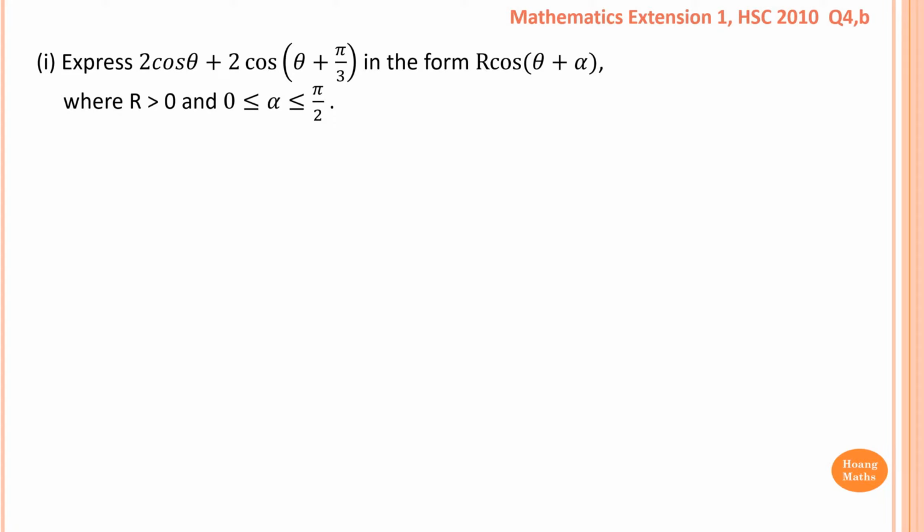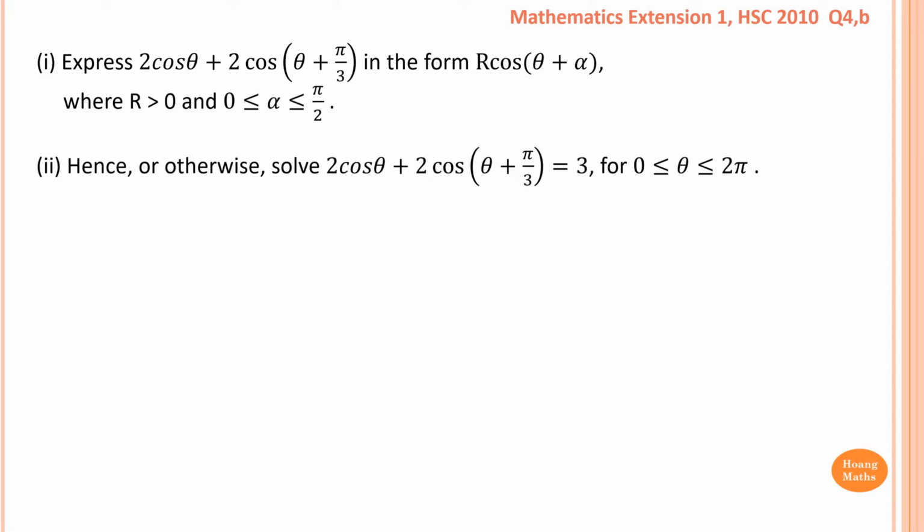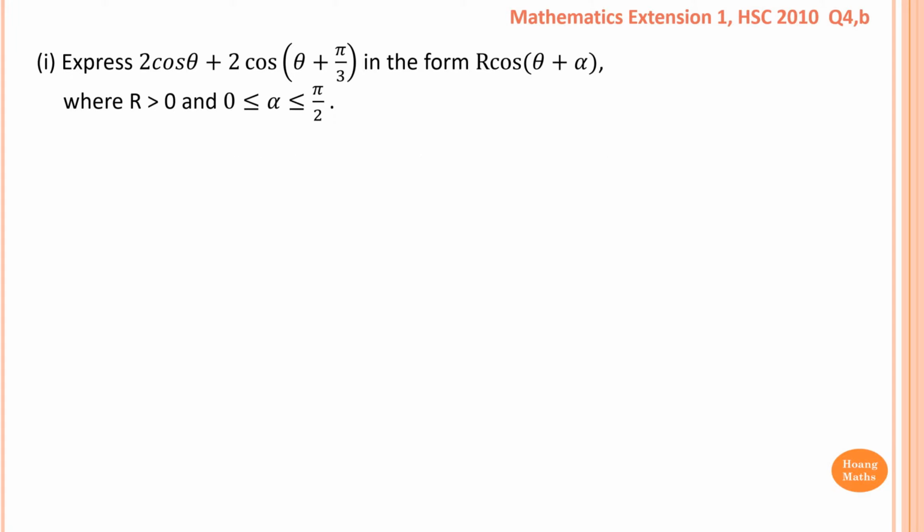Express 2 cos theta plus 2 cos of (theta plus pi over 3) in the form r cos (theta plus alpha). Part 2: Hence or otherwise, solve 2 cos theta plus 2 cos of (theta plus pi over 3) equal to 3. So first of all, for part 1, we need to expand this one first.